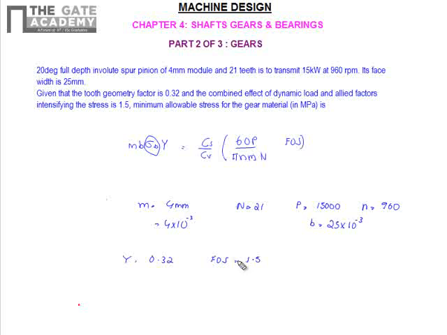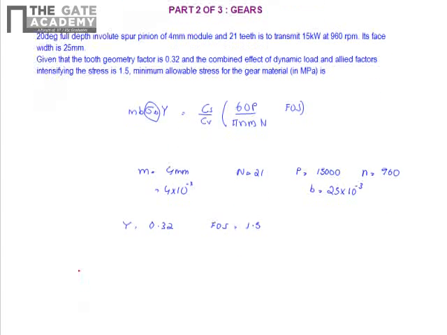Factor of safety is given as 1.5. Pi. N is the RPM of the machine, given as 960. M is the module, again 4 mm, and N is the number of teeth, 21. So it is just a substitution.